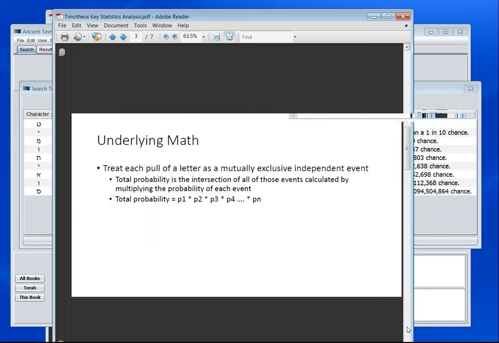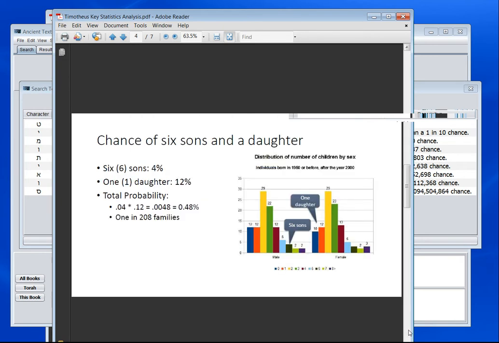Okay. Now, when we factor in its biographical data, we use the same calculation. So we looked up to determine what are the chances of having 6 sons and a daughter. And you can do this. You can find the same little chart. If you need it, I can probably send you the link. Individuals born in 1950 or before or after the year 2000. I think it's a fair representation. I'm just looking for a rough estimate. It shows that the chance of having 6 sons in a family is 4%, a daughter 12%. So if you have 6 sons and a daughter, it's the multiplication of the two, 0.48% or 0.0048. It's about 1 in 208 families.